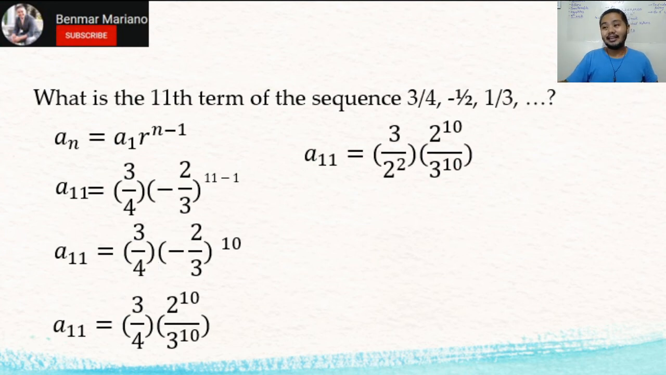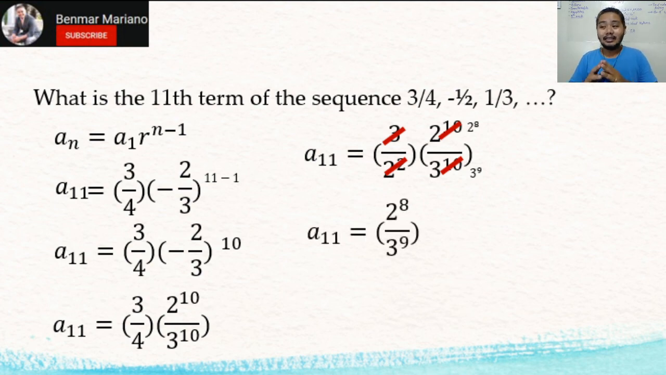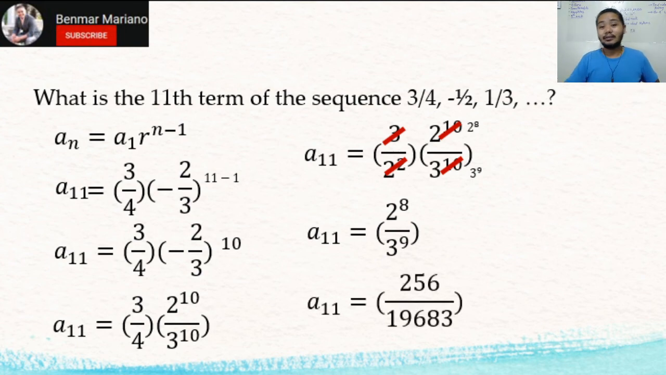Dito, pwede na tayo mag-cancel. Yung 3 at saka yung 3 raised to 10, pwede na mag-cancel yan. So, yung 3 raised to 10, magiging 3 raised to 9. Yung 2 squared at saka yung 2 raised to 10, pwede rin mag-cancel yan. So yung 2 raised to 10 ngayon magiging 2 raised to 8. Therefore, yung 11th term ng sequence natin is 2 raised to 8 over 3 raised to 9. Or kung gusto mo pang i-express yan na kung saan wala siyang exponents, ito yung magiging sagot natin. 256 over 19,683.